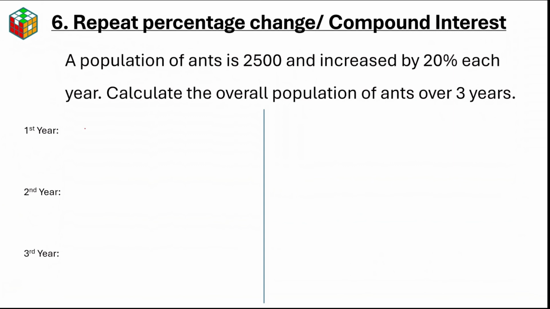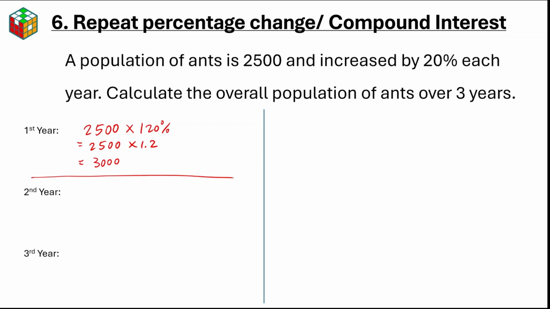The first year, originally we have 2,500, and then it will be increased by 20%, so that means that I will have 120% at the end. I can convert it into my multiplier, 1.2, and I can use my calculator. Most of the time, this type of question of repeat percentage change or compound interest will be in the calculator paper. That means at the end of the first year, I will have 3,000.